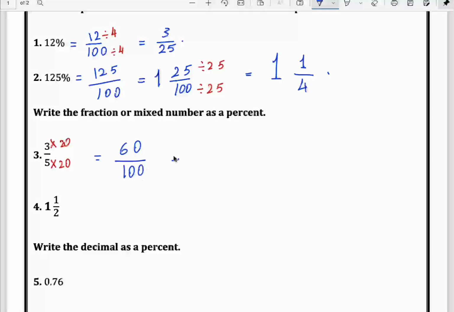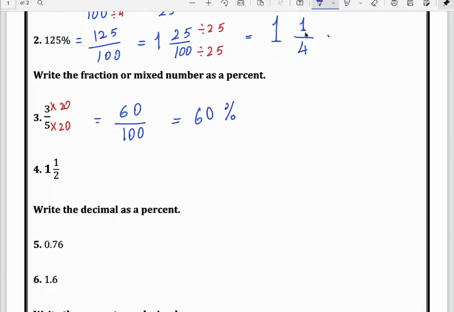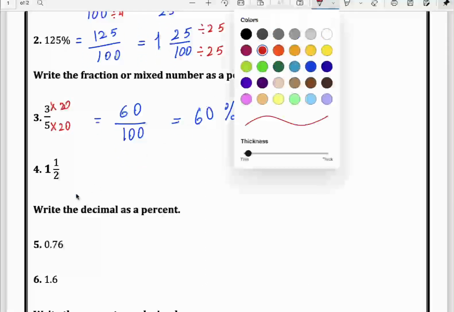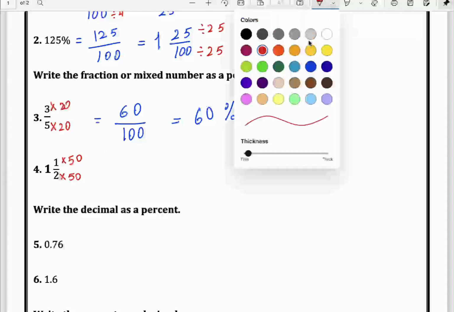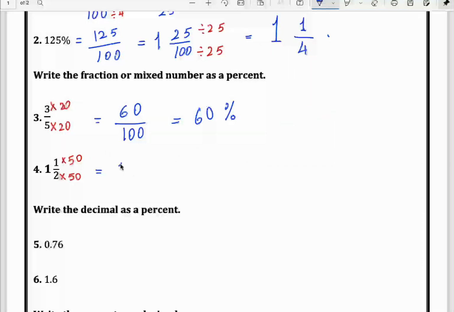And now we can rewrite it as a percent. We have the denominator 100. We just write the numerator 60, followed by the percent sign. So 60%. In the next question, we will do the same. We need the denominator to be 100. We have 2 in the denominator, so we multiply it by 50. Do the same with the numerator. So don't forget to write the whole number. And we have 1 times 50 equals 50. And 2 times 50 equals 100.